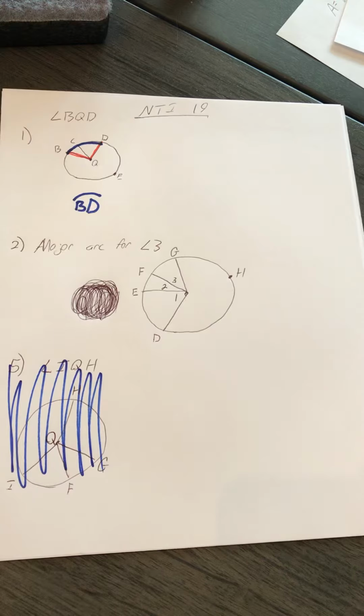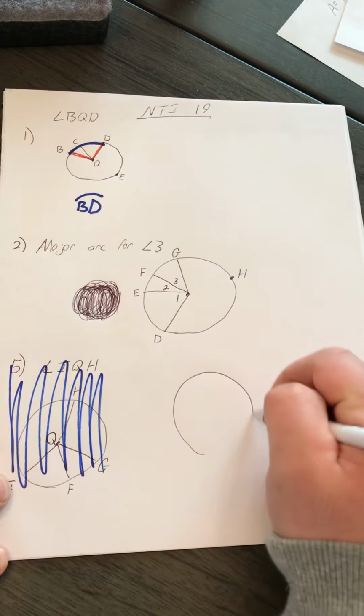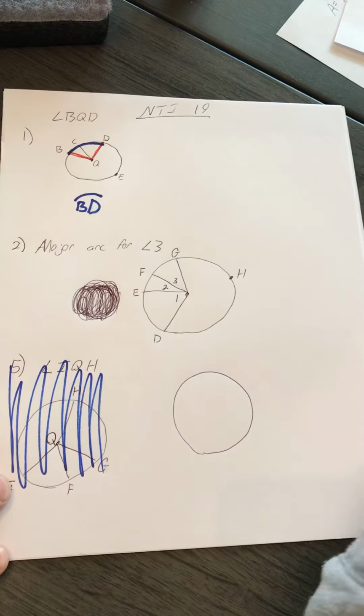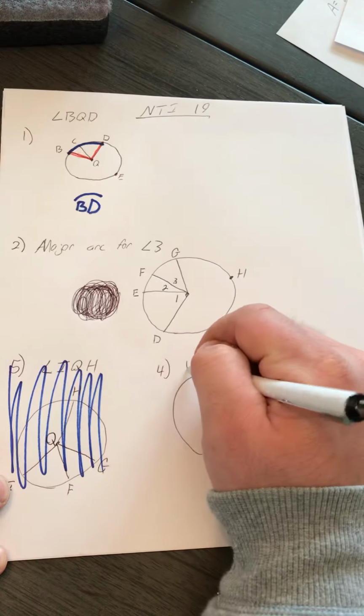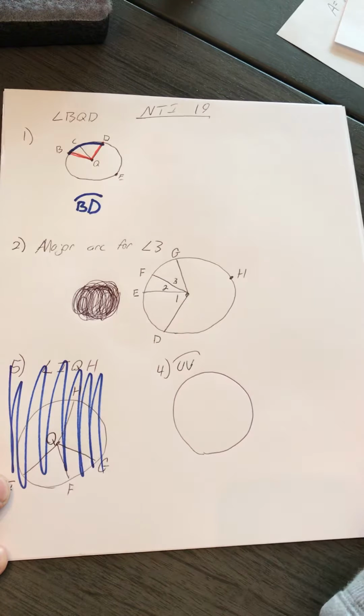Okay, let me draw it out. So on number 4, I just realized those two are the same. I don't want to do that. Okay, so on number 4, it asks for arc UV. Okay, and you have to name the central angle.